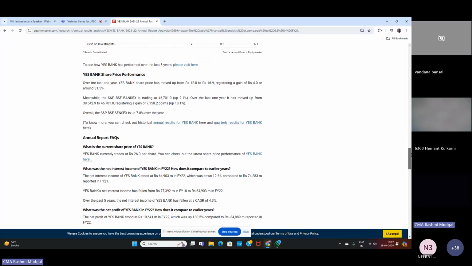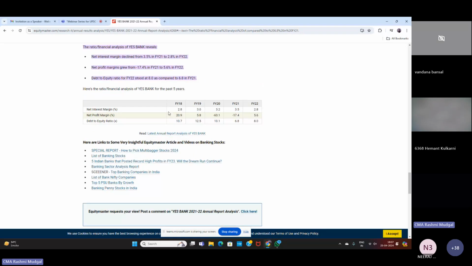The comparison is horizontal, where we can also see the net interest margin and net profit margin. In the financial year 17-18, the net profit margin was 20%. After that, in 19, after COVID, we saw a very big fall into 2021. In these years they were into a huge loss, where their net profit margin percentage was going down. But in the financial year 2022, we can see a 5.6% net profit margin. So we can see here that the company is improving.